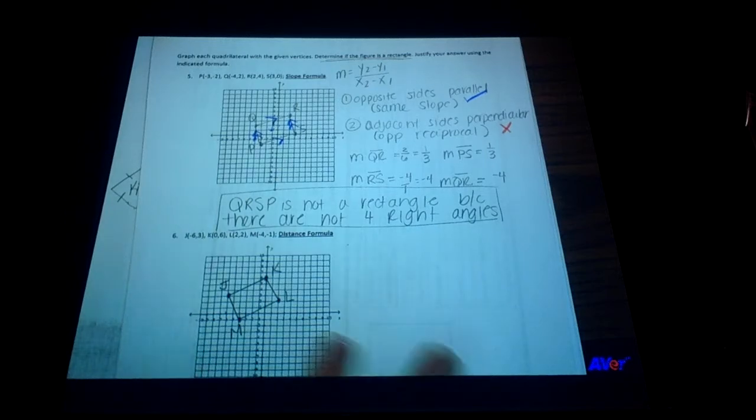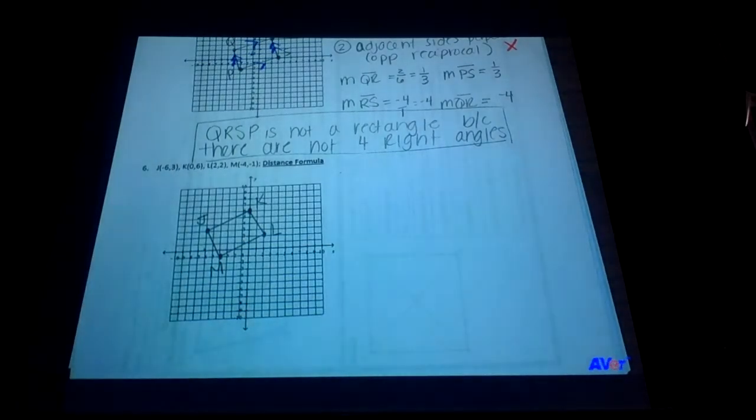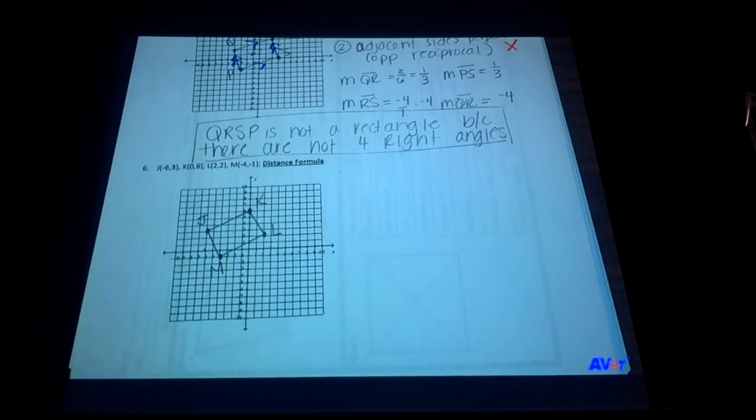So let's try one more here. Again, I've already plotted the points. If you need to pause and do that, please do so. This time we're going to check the distance formula. We're using only the distance formula to verify that this is a rectangle, and maybe it's not. It looks like it is. I would have said that. The previous one looked like it too, but it wasn't. We checked with the numbers. So this time we're doing distance formula.